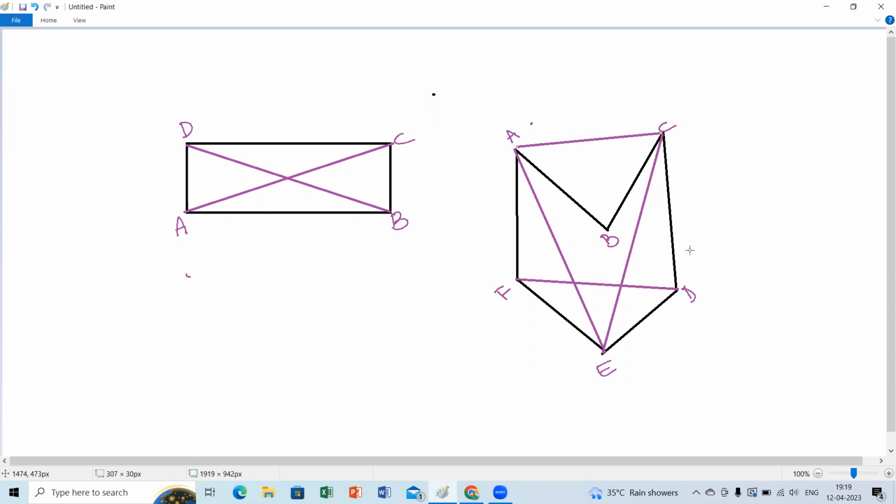Now you see the differences between the first figure and the second figure. In the first figure the diagonals are interior; in the second, the diagonals may be interior or exterior. That is the difference between a convex polygon and a concave polygon. This is the first point. Please remember the first point: in convex polygons, diagonals are interior. There are two types of polygons, concave and convex polygons.